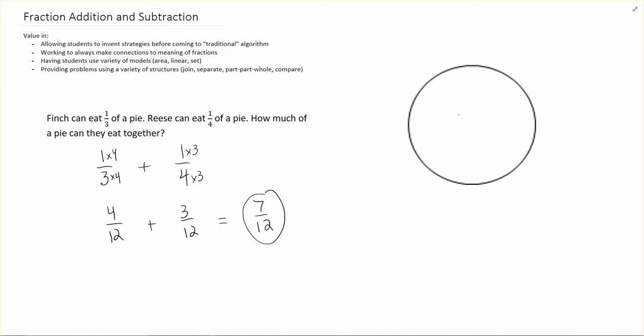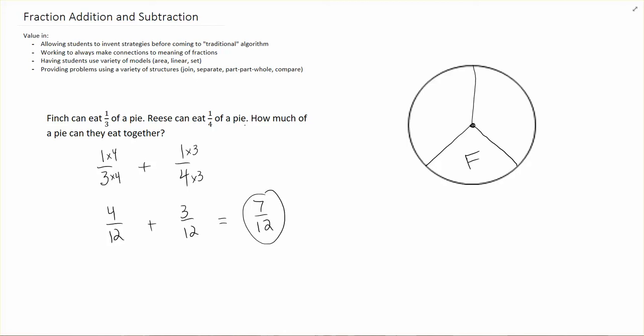So how can we build understanding? A lot of times looking at visuals and thinking about that can be helpful. So let's think about this. Finch can eat 1/3 of a pie. What does that mean? Well, 1/3 means I'm taking a pie and cutting it into 3 equal parts, and one of those is what Finch can eat. I'm going to label it with an F here for Finch.